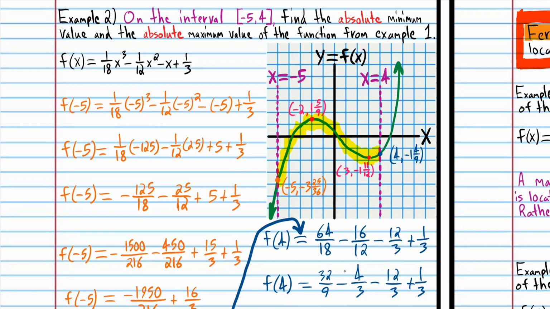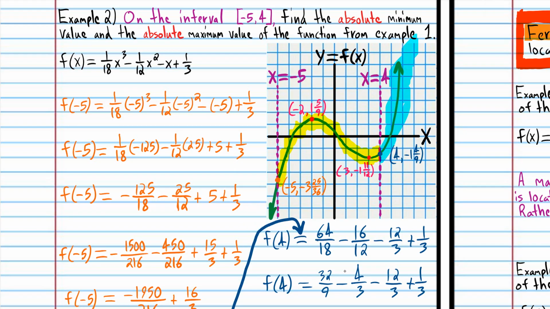Now, notice these purple lines. Those are where the interval stops. So these blue parts of the graph don't even count. We just cut off those blue parts of the graph. We don't care about those.